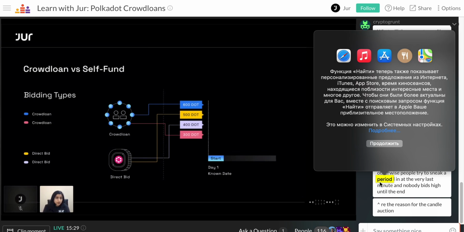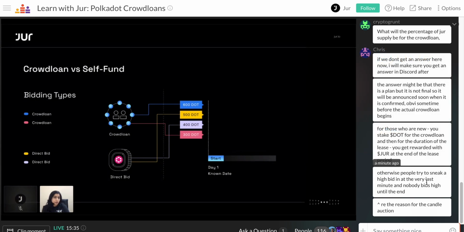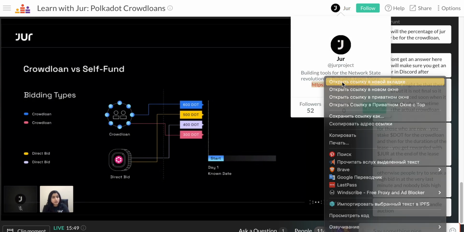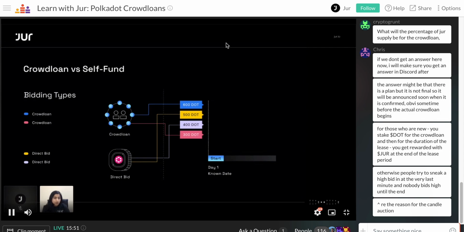maybe they're not able to have a reward structure which would be beneficial for the community. But there could be n number of reasons for this. So that is when a project chooses self fund. It's definitely a very good choice. Mostly it is seen that with the self funded projects, they're able to get the slots at much lesser prices compared to crowd loans.